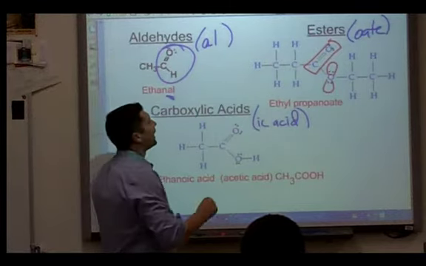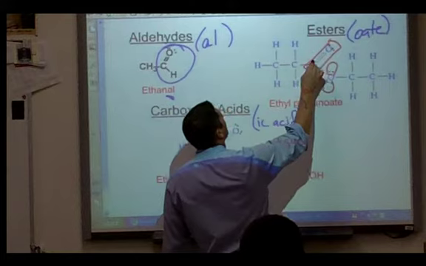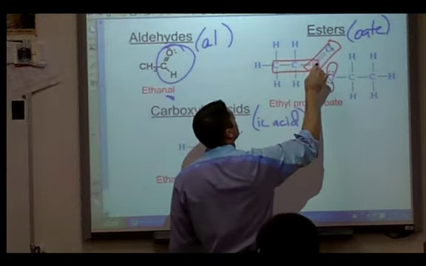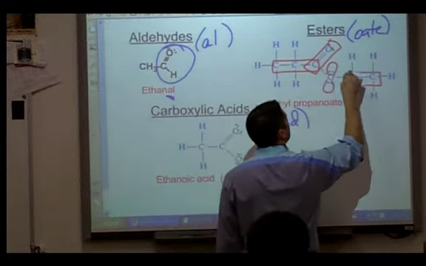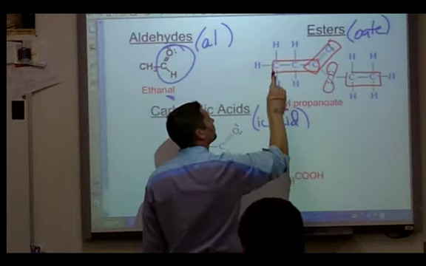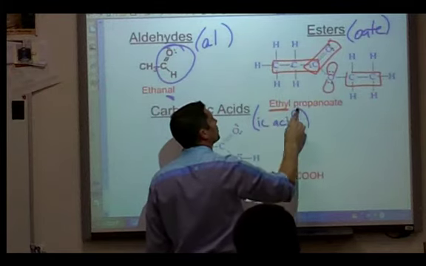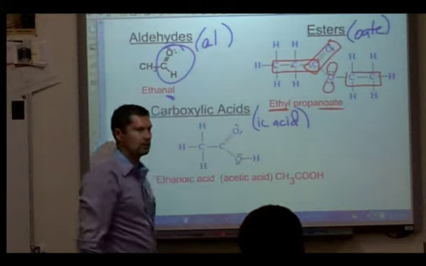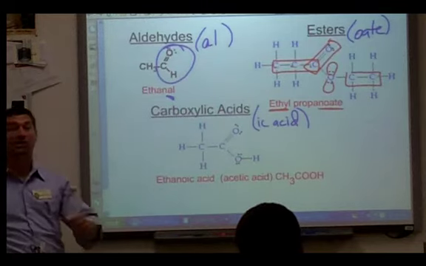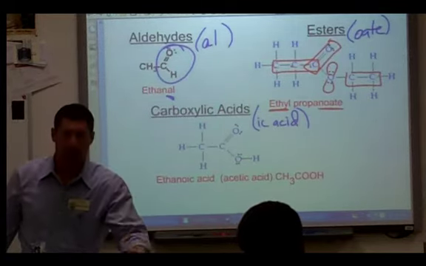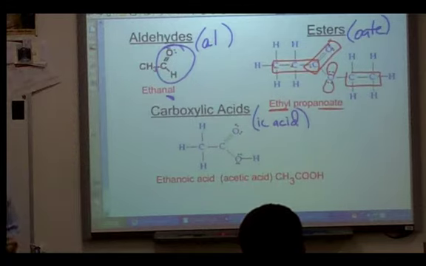Okay? And look what we have here. This is the longest chain that has the ester. This is an ethyl, right? So it's ethyl propanoate. The ethyl is attached to the propanoate. That's how you say that.